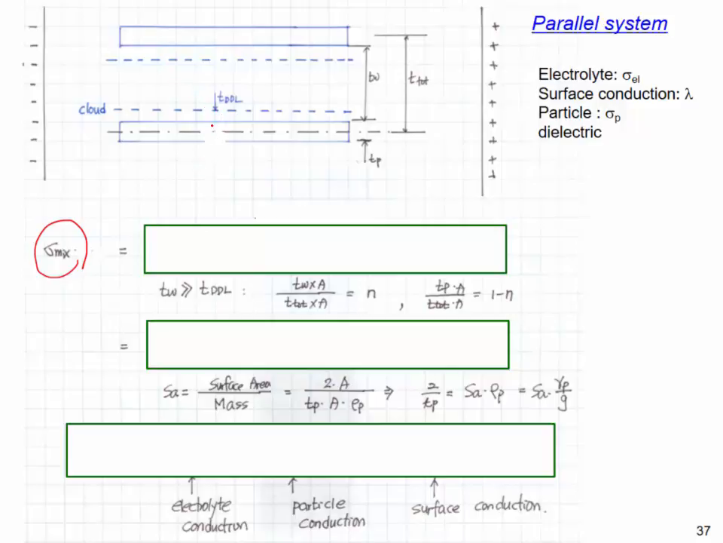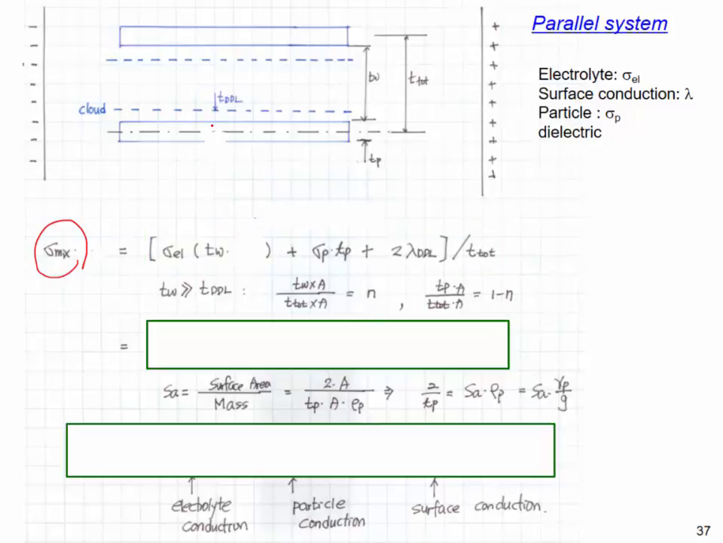Right? So you have sigma in the parallel series, the volumetric fraction times the electric conductivity. The sum of that is the total mixture conductivity. So electrolyte times the thickness of the water. The thickness of water is this one.